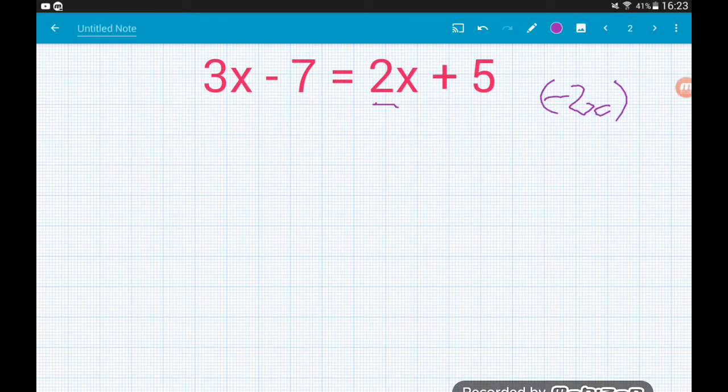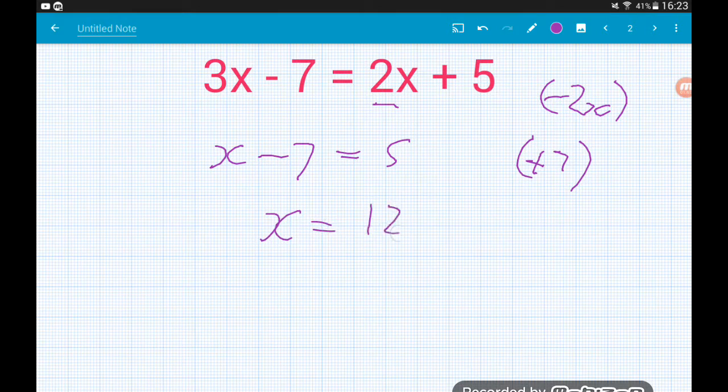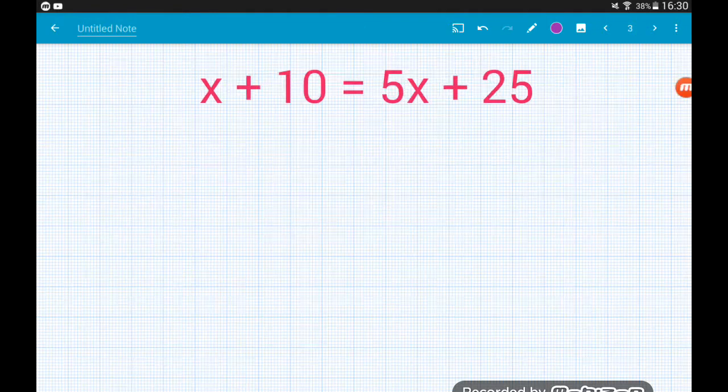So then on the left, 3x minus 2x will leave us with 1x minus 7, and that's going to equal 5. So when we take away these x terms, they don't affect the pure number terms, they can only affect the x terms. So that's left us with x minus 7 equals 5. So then we want to add the 7, and then we're going to get x equals 12. Job's a good one.